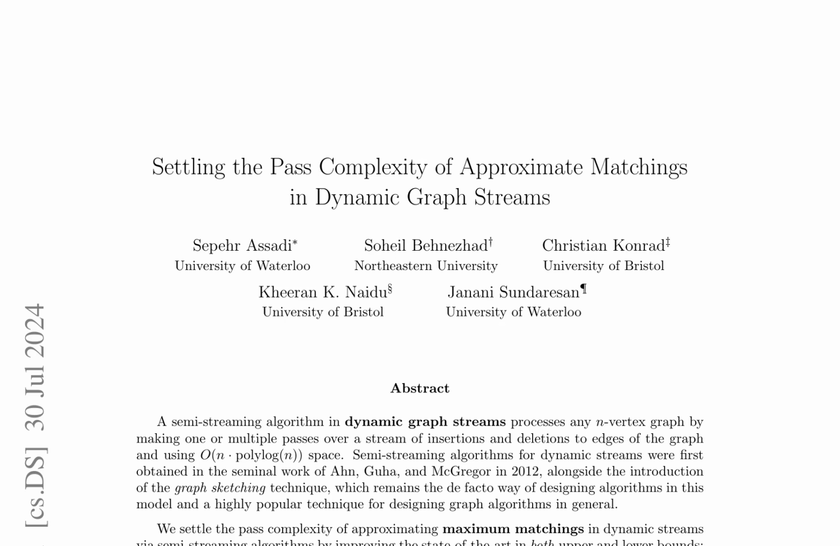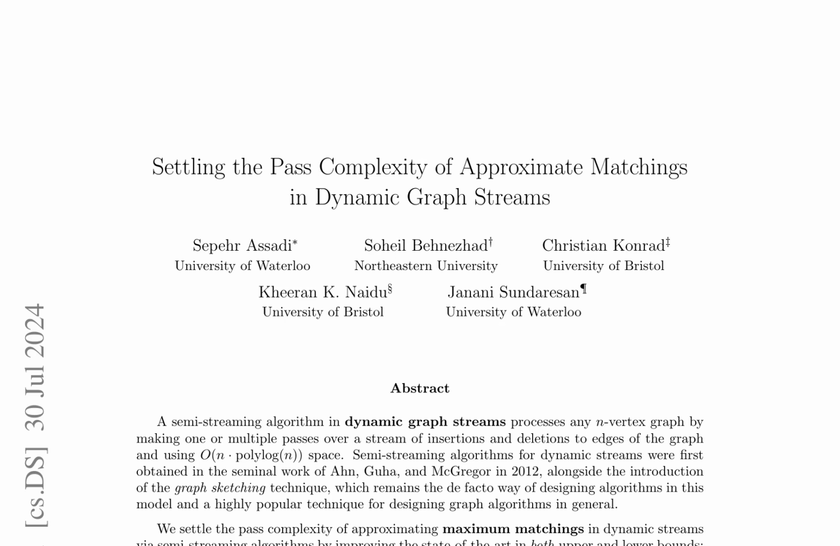The authors focus on the pass complexity of algorithms for this problem, which refers to the number of times an algorithm needs to process the input data. They aim to settle the pass complexity of approximate matchings in dynamic graph streams, providing both upper and lower bounds.